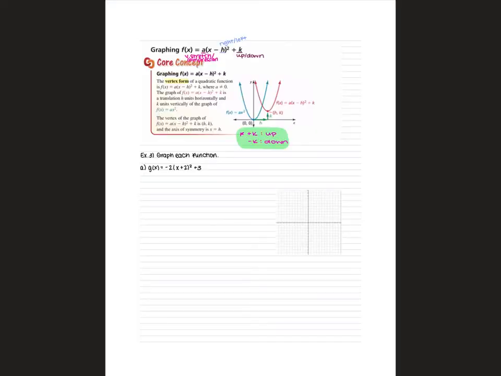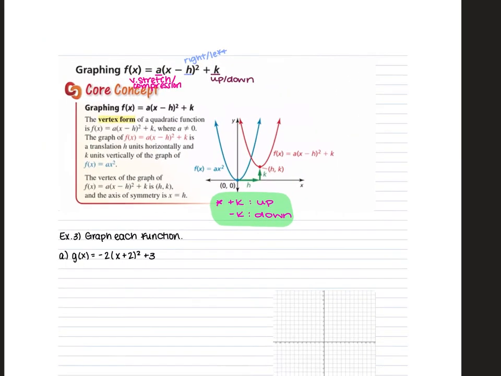All right, so for our next part, we're looking at not only your vertical stretch and compression, but also your right and left transformation, and now your up and down transformation. Your terms that are on the outside of your parentheses are happening vertically, up and down. They are what you see. So if your k value, your number that's on the outside of the parentheses after the parentheses, is a plus k, you're going up that many units. If it's a minus k, you're going down that many units.